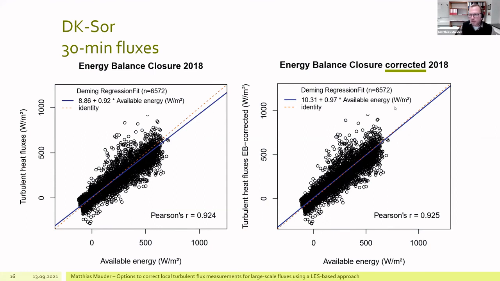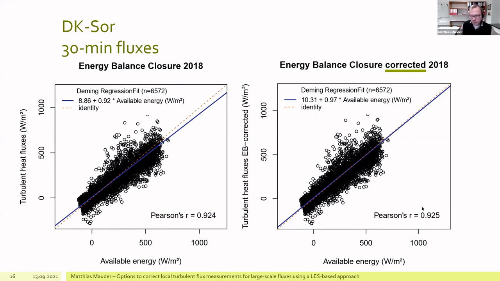And when we apply the correction that is based on large eddy simulations only, and not fitted in any way to this site, we get a better closure. It's not ideal, but it is definitely better. The slope is close to one. The intercept is not much different. And what's also interesting, the Pearson's R is also quite the same. So this correction doesn't add any additional random uncertainty to the data.